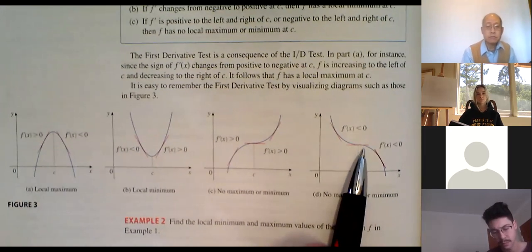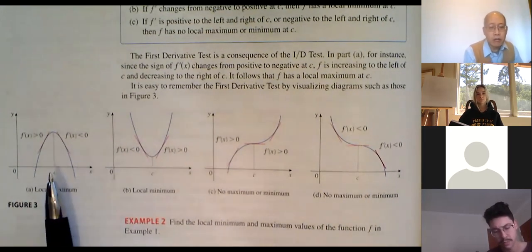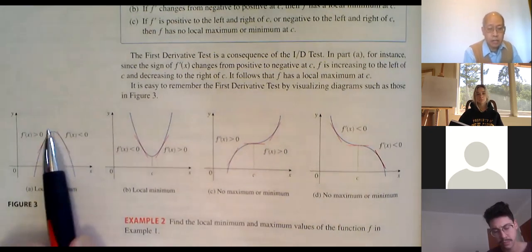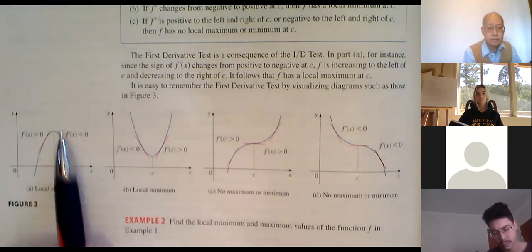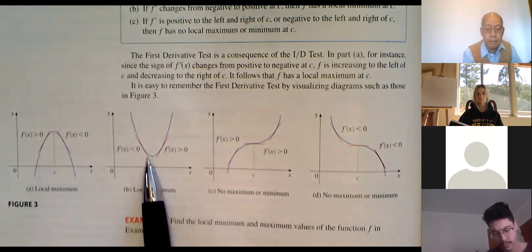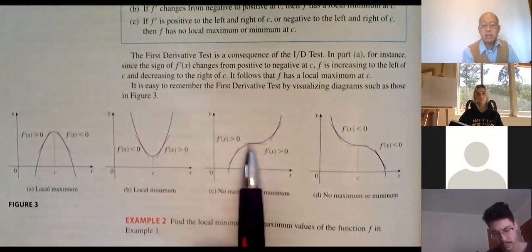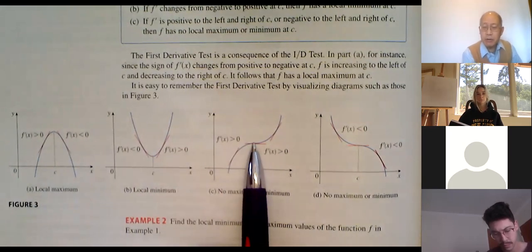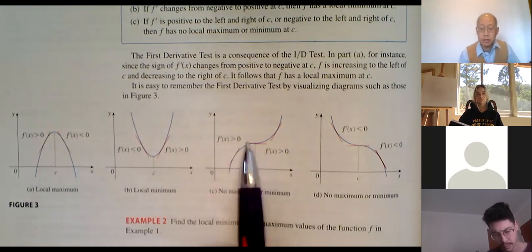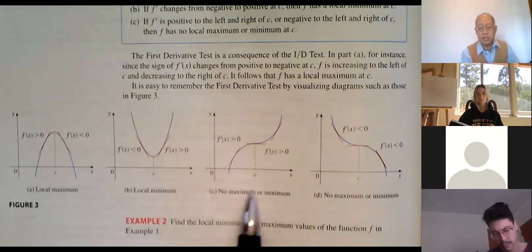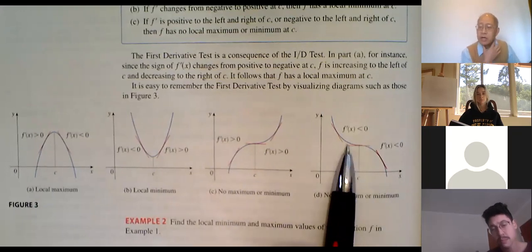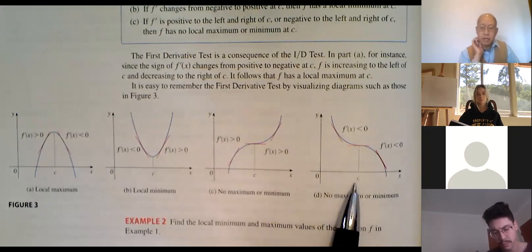Slope is 0. Now, if you look at the graph, that looks like a local maximum, right? Local minimum. This one is neither. A good example of this would be the graph of y equals x cubed. Slope is 0, but you can tell it's neither a maximum nor a minimum. And likewise over here, this would be like y equals negative x cubed. Slope is 0, but neither a maximum nor a minimum.